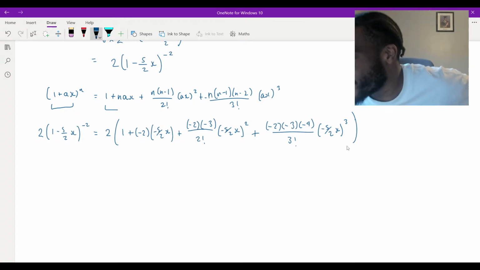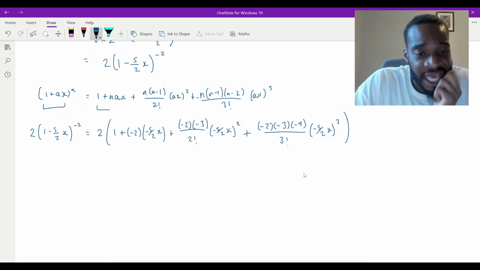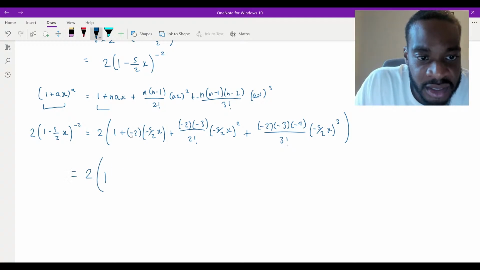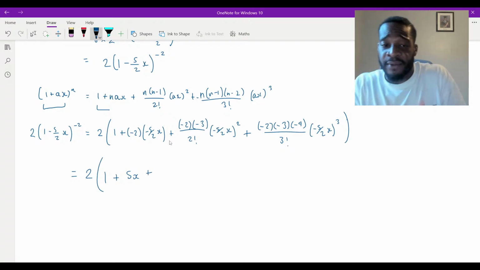So yeah, okay, cool. So doing this now, what you want to do here is you just want to tidy up. So I've got this 2. I'm going to leave it like that. I've got 1, these 2, this term here. The minuses will cancel to be plus. 2's will cancel, so that's going to be a 5x. Like that.